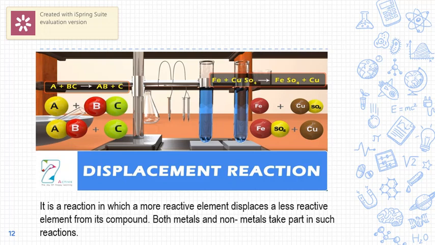If you carry out a reaction between iron sulfate and copper, there is no reaction. Why? Because copper is not more reactive than iron. It will not displace it. This is called no reaction.